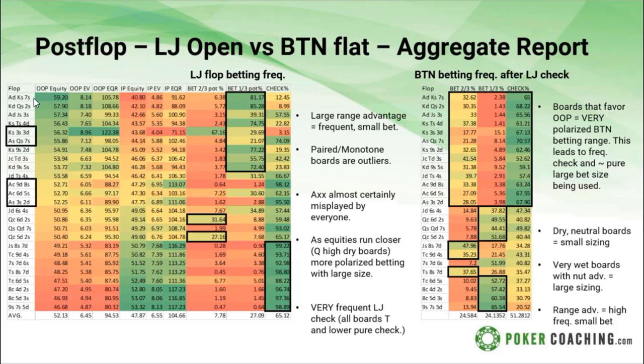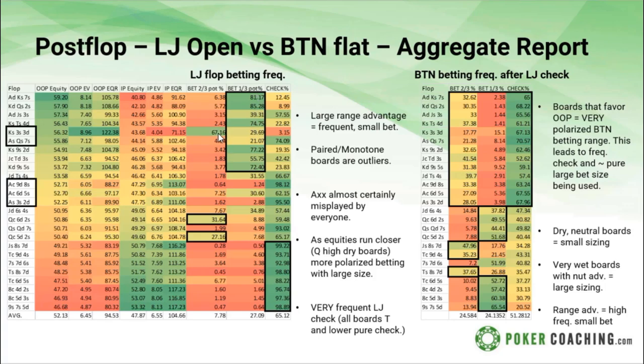As you can see here, out of position equity, these are boards where the low jack has a large range advantage. A lot of times this is going to be two big card type boards: king 10x, ace jack x, king 9x, jack 10x. And when we have a large range advantage from the low jack, we're betting very frequently, and we're going to be using that small sizing.